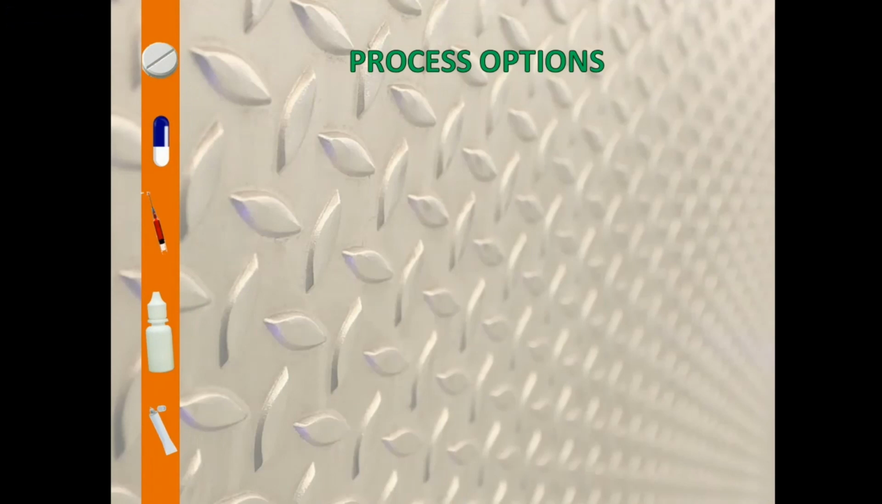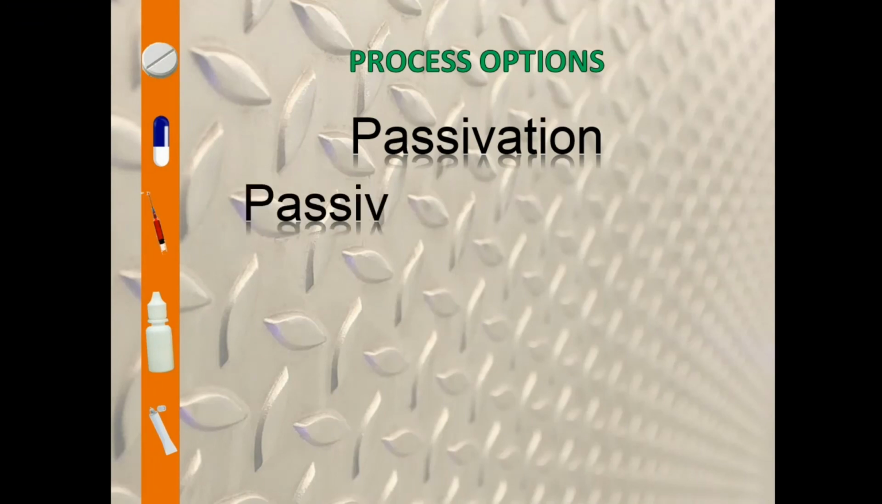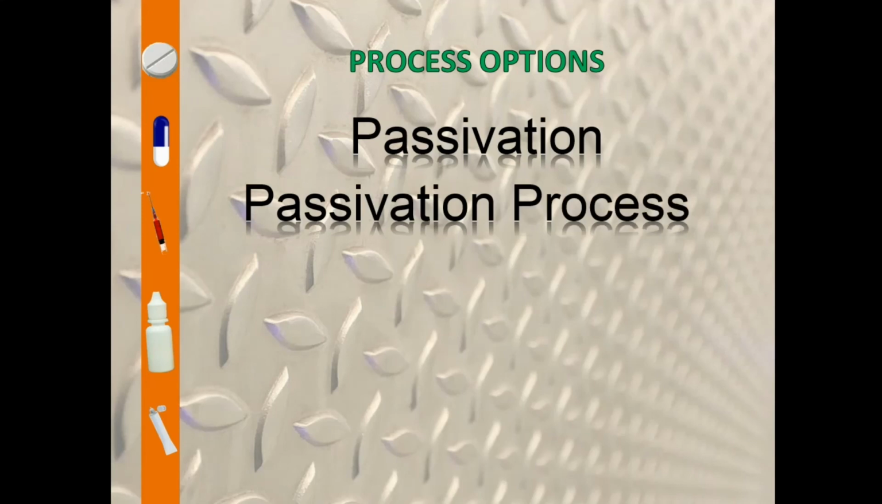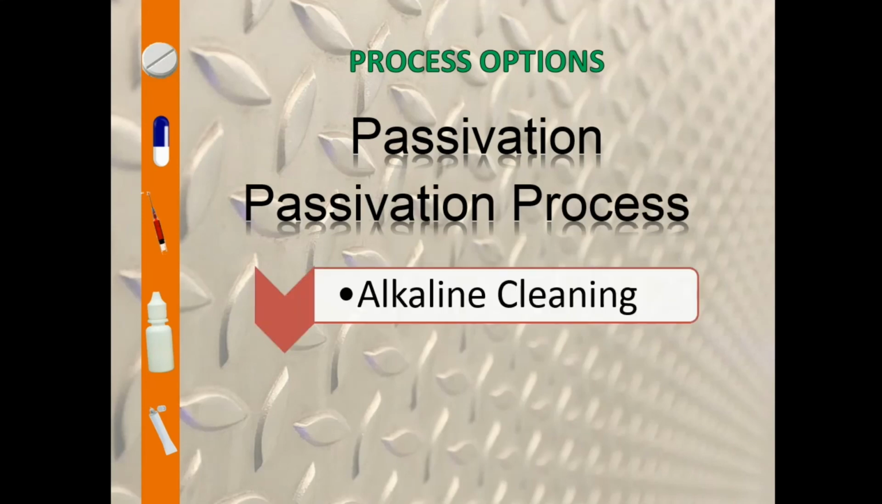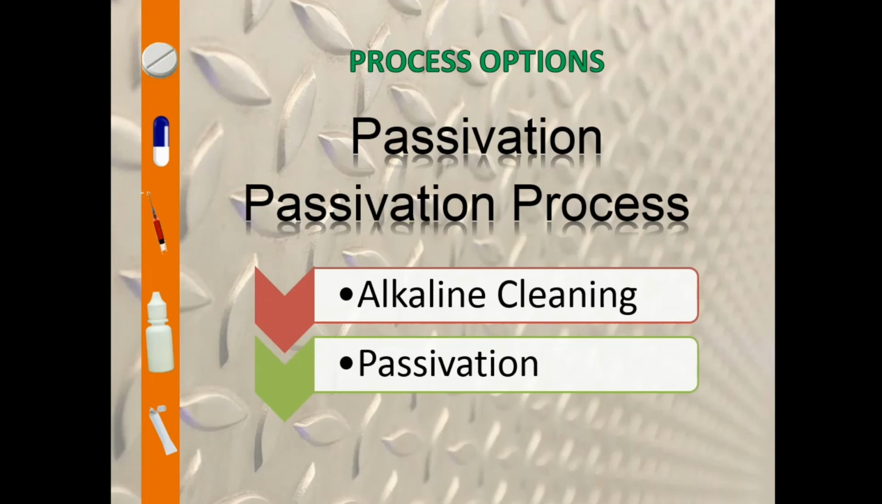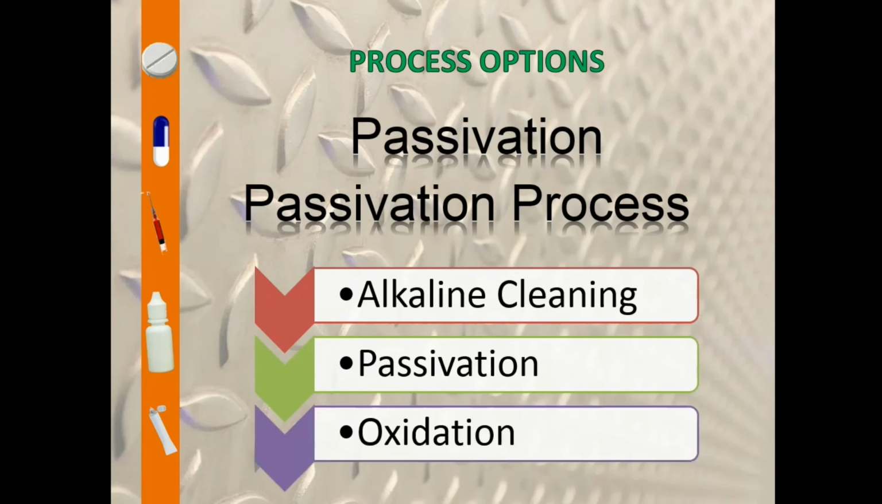The word passivation can be confusing. In the pharmaceutical industry, passivation is cleaning stainless steel with an acid, removing iron and creating a chromium oxide corrosion-resistant layer. The passivation process requires an alkaline cleaning first. Sometimes the passivation process also includes an oxidation stage that sanitizes at the same time.